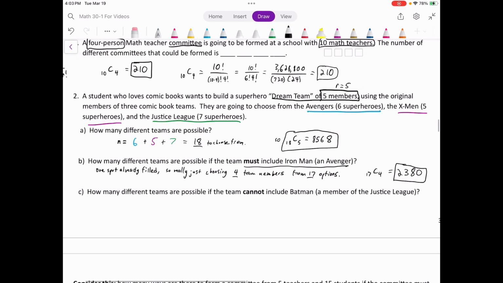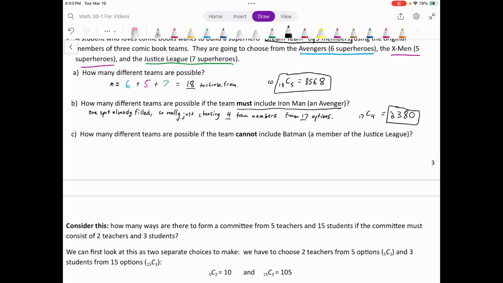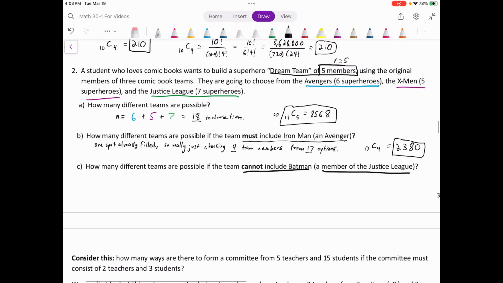How many different teams are possible if the team cannot include Batman, who is a member of the Justice League? So now we're not allowed to pick Batman. How many members are we choosing? We're still choosing 5. How many options do we have? Now we only have 17. Batman has been taken off the table. We're not allowed to pick Batman. So we're still choosing 5. It's just that we're not allowed to use all 18 options.